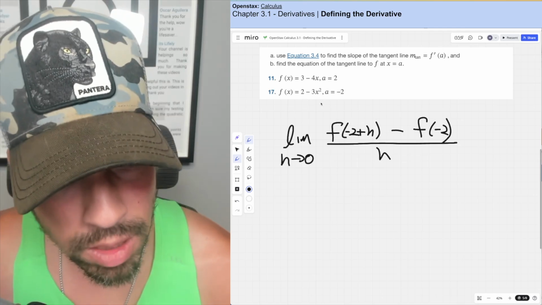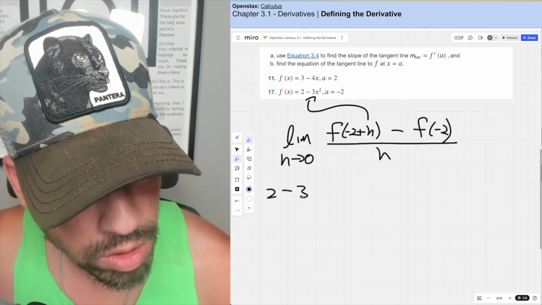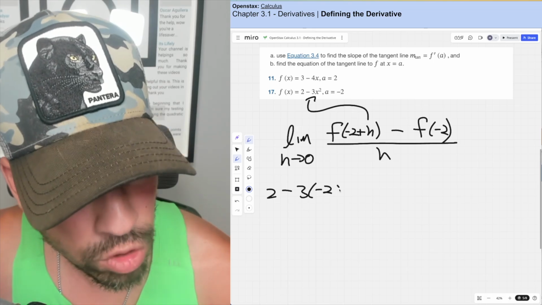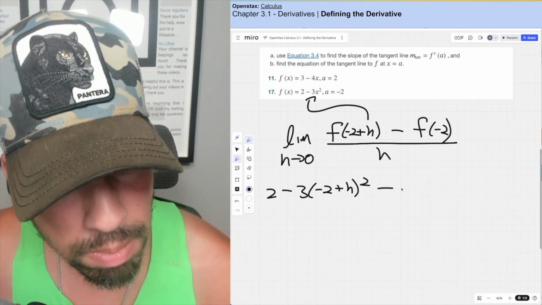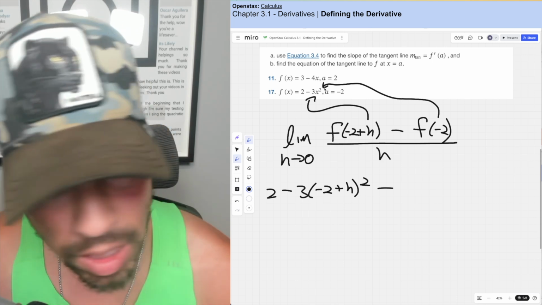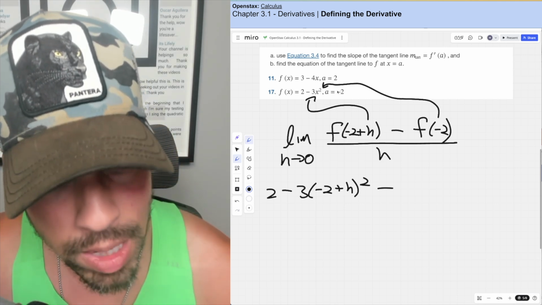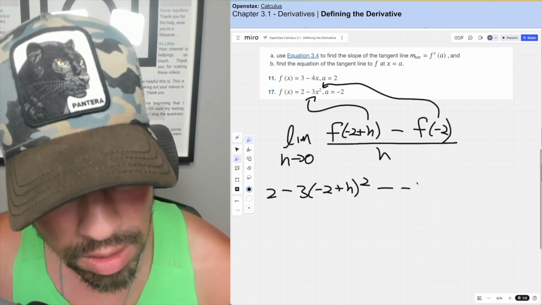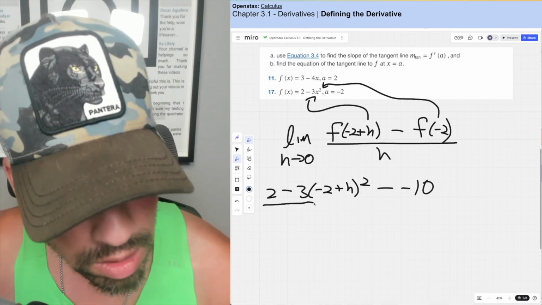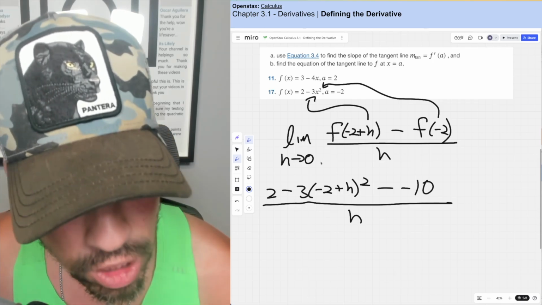All right, now we're going to go back to this, and we're going to actually plug this in for x. So check it out. We have 2 minus 3 times negative 2 plus h squared minus f of negative 2. So again, I'm plugging in negative 2 there. Negative 2 squared is 4 times negative 3 is negative 12. 2 minus 12 is negative 10. So I'm just going to place that there nicely simplified. And then we have all of this over h. And again, this is the limit as h approaches 0.